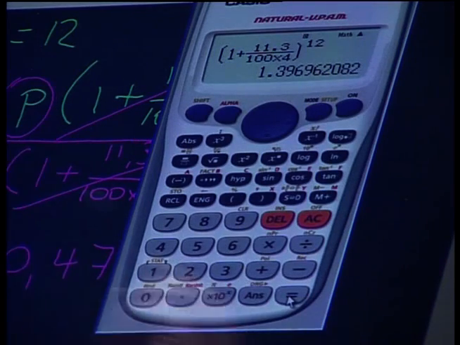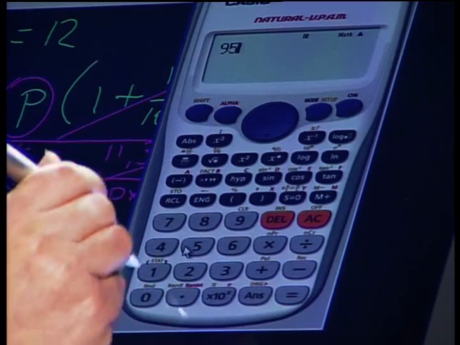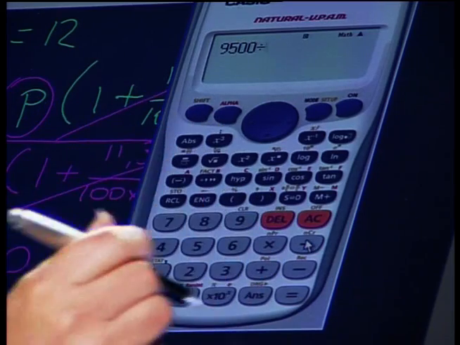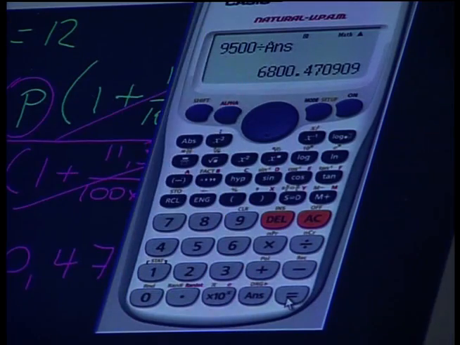What I need to do now is take 9,500 and divide by that answer. So without clearing your calculator, and this is an important fact, don't clear your calculator. You type in 9,500 and divide it by the answer that I received before, and I get an answer exactly the same, 6,847.